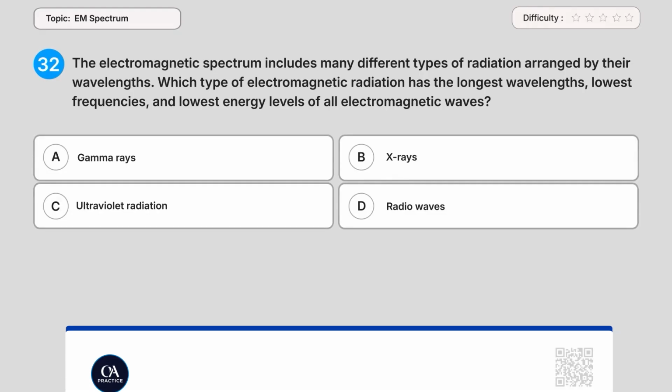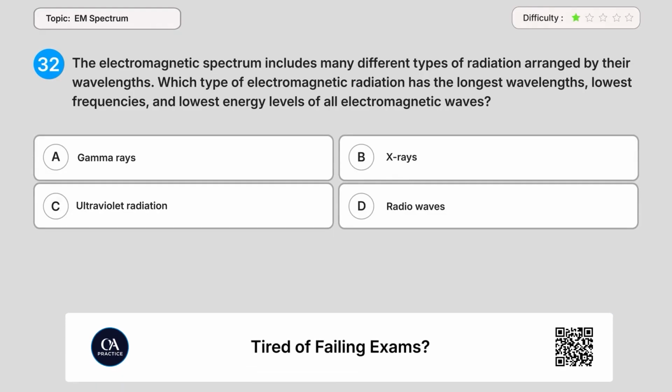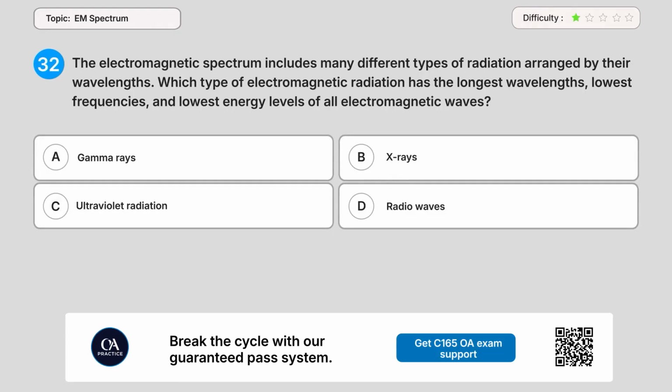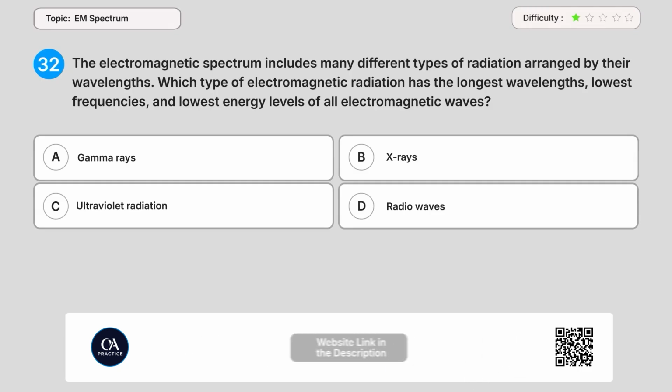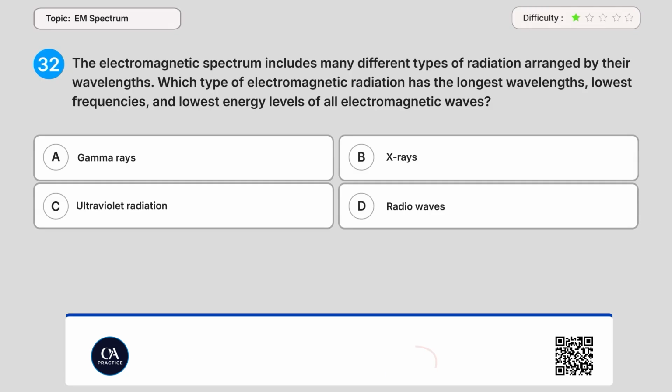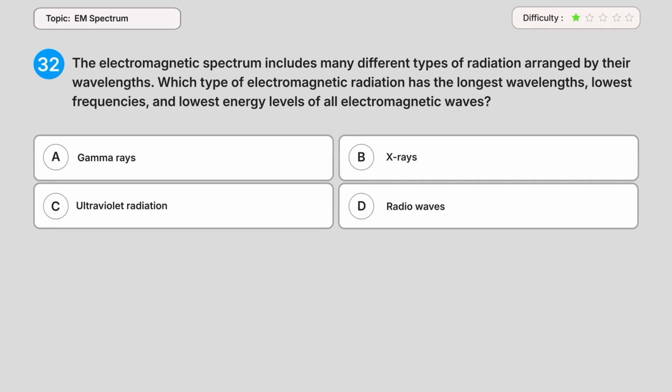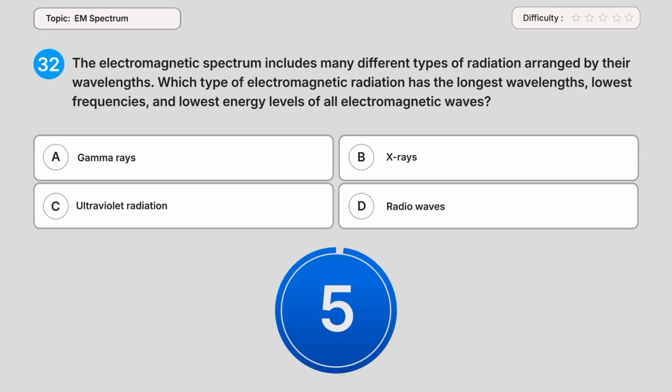32. The electromagnetic spectrum includes many different types of radiation, arranged by their wavelengths. Which type of electromagnetic radiation has the longest wavelengths, lowest frequencies, and lowest energy levels of all electromagnetic waves? A. Gamma rays. B. X-rays. C. Ultraviolet radiation. D. Radio waves. Can you guess the answer?